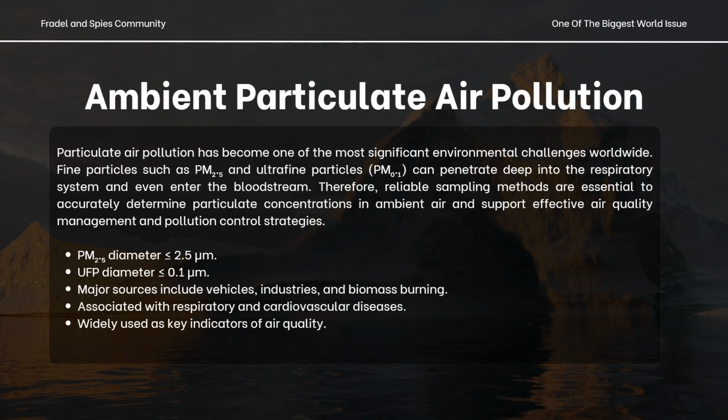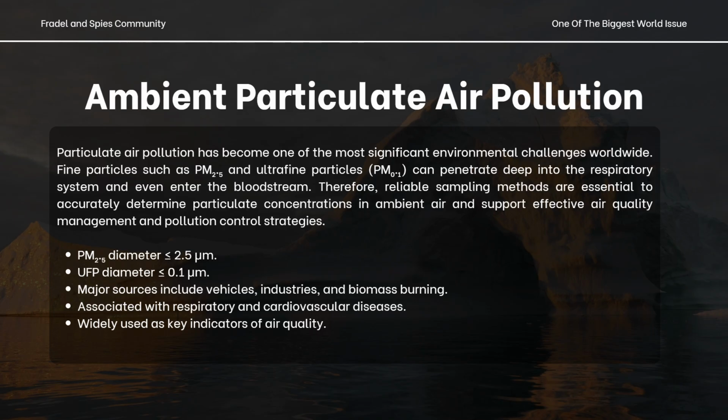Ambient particulate air pollution has become one of the most significant environmental challenges worldwide. Fine particles such as PM 2.5 and ultrafine particles can penetrate deep into the respiratory system and even enter the bloodstream. Therefore, reliable sampling methods are essential to accurately determine the particulate concentration in ambient air and support effective air quality management and pollution control strategies.